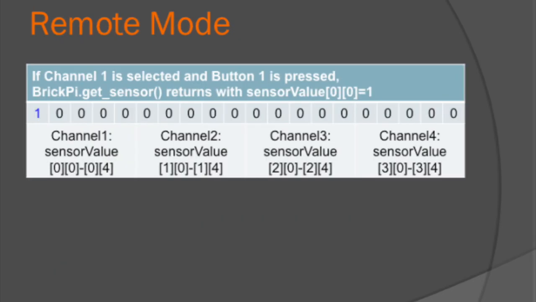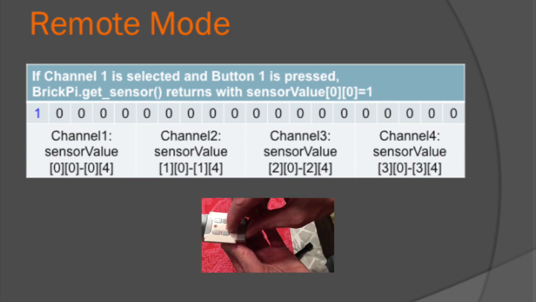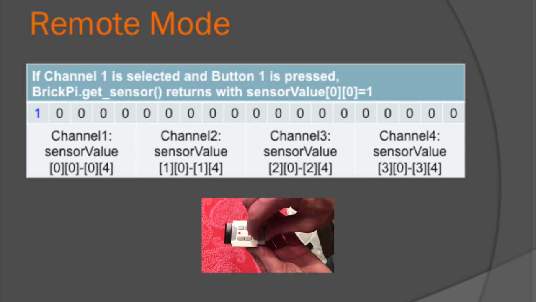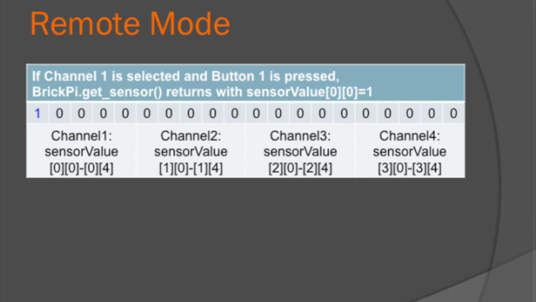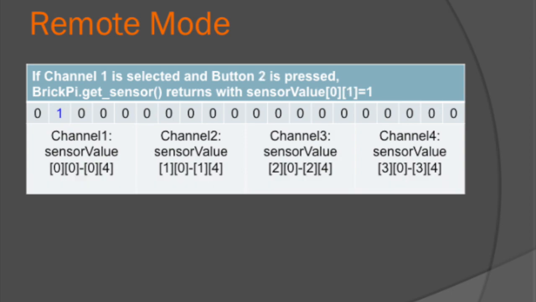In remote mode, every call to the BrickPi getSensor function returns a two-dimensional array of 20 elements with 5 indicators that show which of the 5 buttons was pressed for each of the 4 channels, so 5 times 4 equals 20. This first example shows what getSensor would return if the channel slider switch on the device was set to 1 and the upper left button, or the first button, was pressed. This second example shows what getSensor would return if channel 1 was selected and the second button was pressed, the bottom left button.